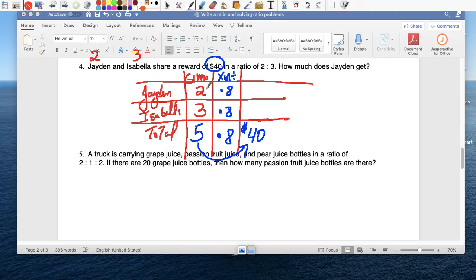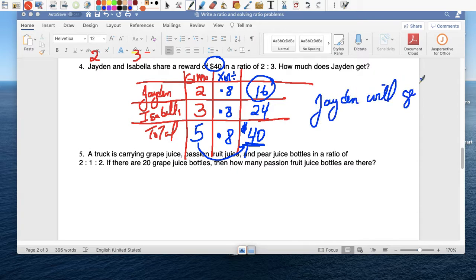So let's multiply. 2 times 8, 16. 3 times 8, 24. Now we can answer the question. When there's $40, how much is Jaden going to get? Jaden is going to get 16. Jaden will get 16.